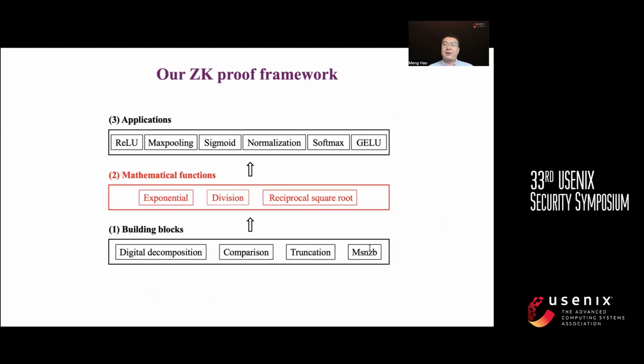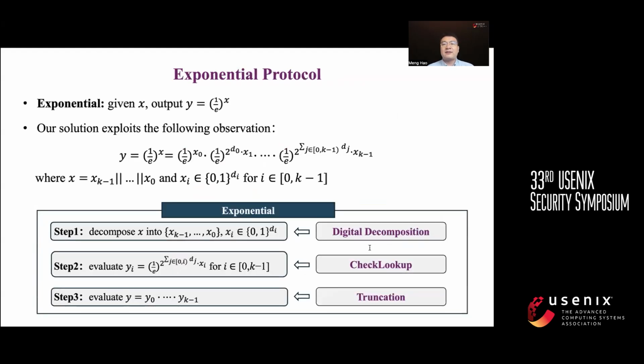Based on the building blocks, we further design efficient zero-knowledge proofs for complex mathematical functions, including exponential, division, and square root. We take exponential as an example. Our main idea is to first decompose x into several smaller digits, x0 up to x sub k minus 1, using our digital decomposition protocol, and then perform exponential on each of these digits using table lookup. In the last step, the outputs are multiplicatively combined to recover the real result.